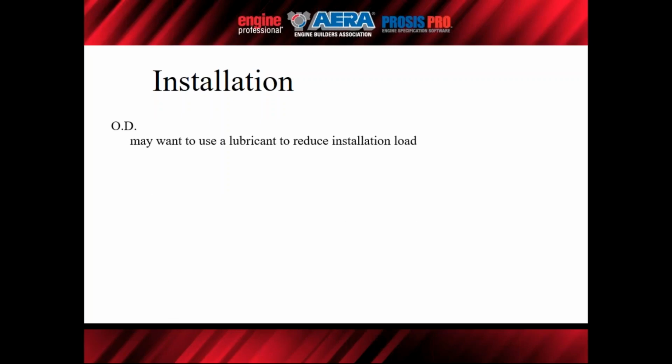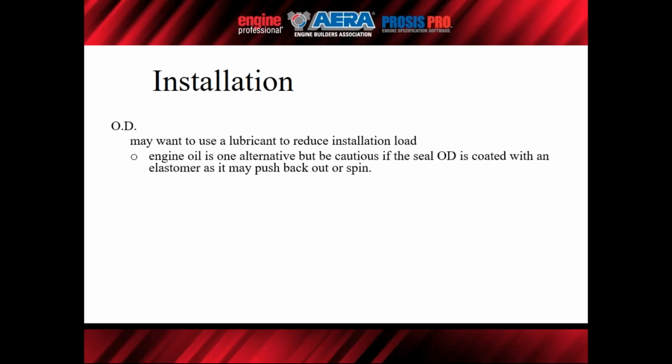On installation, the OD, you may want to use a lubricant to reduce installation load. Engine oil is a good alternative, but just be cautious because if the OD is coated with a silicone or an elastomer, sometimes if you have a Viton seal, it may have the Viton lip and it's all molded together and Viton is even on the outside of the seal casing. If you get oil on that, again, upsetting that balance we were talking about for the dynamic seals, it could spin in the housing.